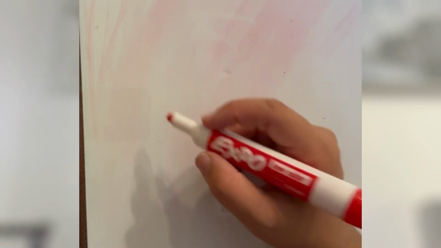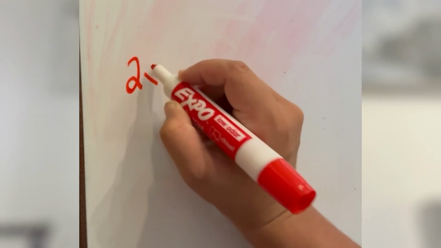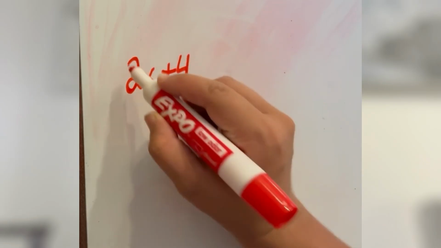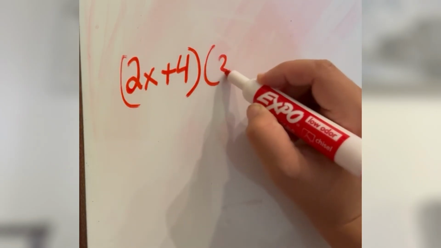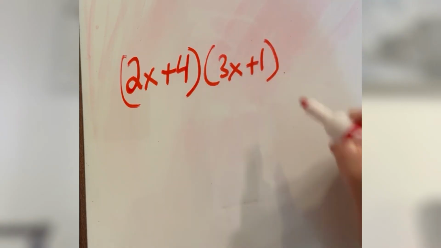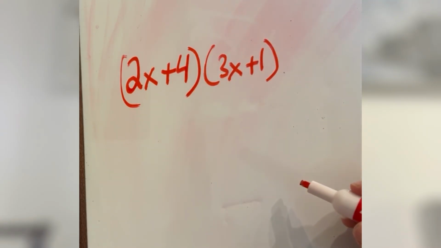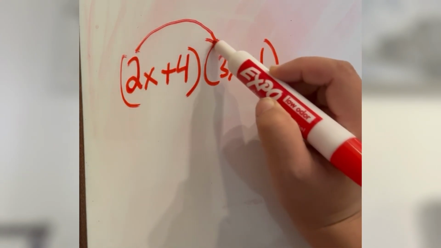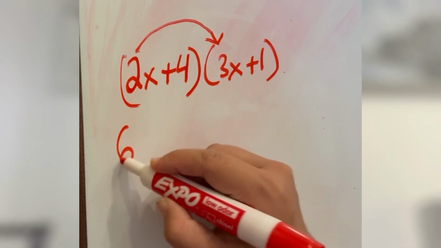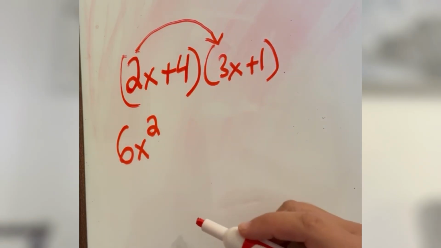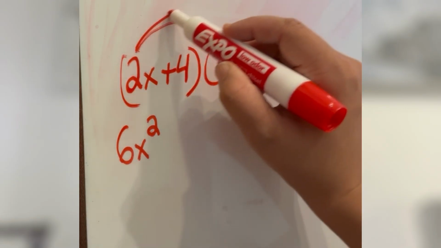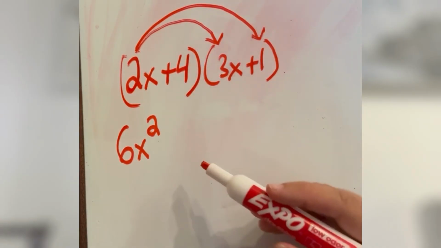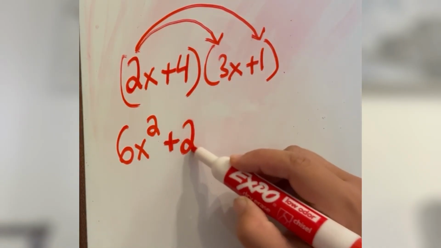All right, here's our next problem. We have 2x plus 4, and we're going to multiply that by 3x plus 1. Again, we're going to do the same FOIL method, and I like to use arrows to show what I'm multiplying together. So first, I'm going to multiply 2x by 3x. So I'm going to get 6x squared. Next, I'm going to multiply 2x by plus 1 and get plus 2x.